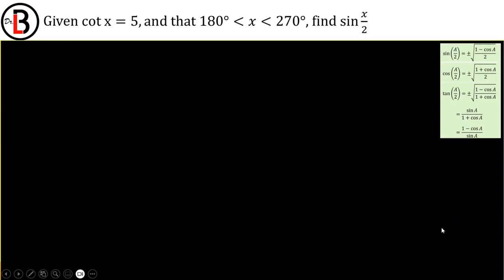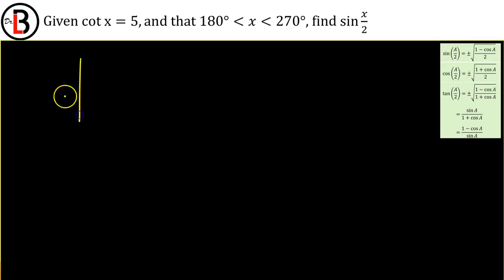It says here, given that cotangent x is 5 and that x is between 180 and 270, so we know that's in the third quadrant, you're asked to find sine of x over 2. So let's first draw the angle. The angle should be in the third quadrant. So this is your x.